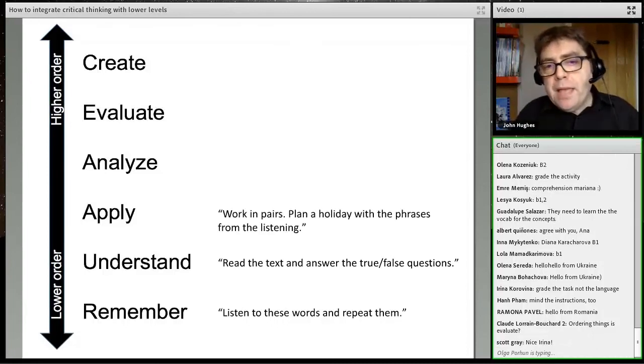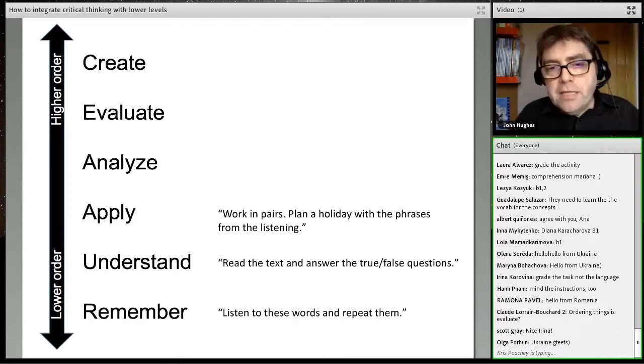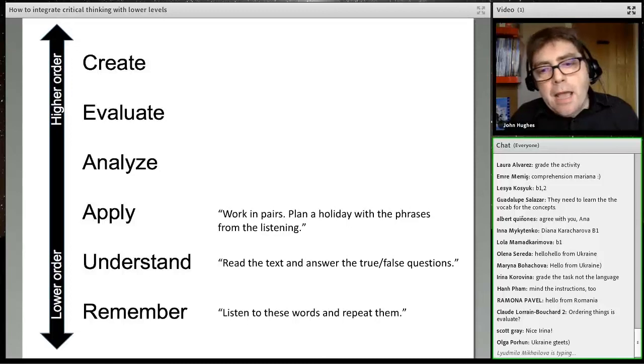Applying, work in pairs, plan a holiday with phrases. So the students have listened to something and we've pulled out phrases, and now I want the students to apply that language. So they're starting to use slightly higher order thinking. Now I want my students to start to use higher order thinking, but they're still low level.